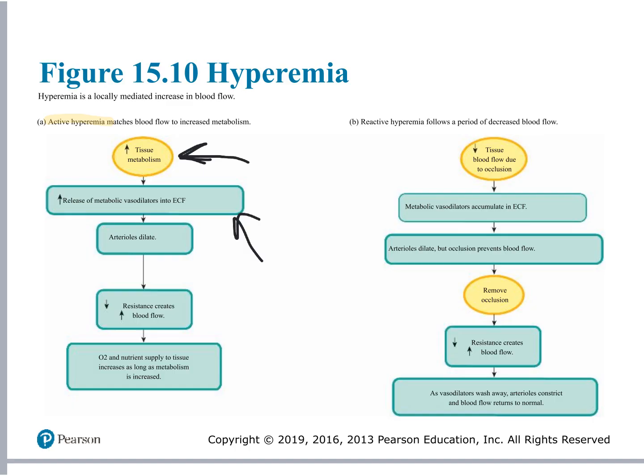tissue metabolism. And then we have reactive hyperemia right here. Instead of metabolism being increased, there's some sort of occlusion. There's a blockage in the blood vessel.